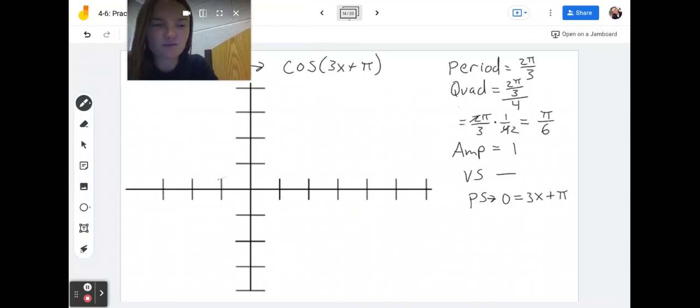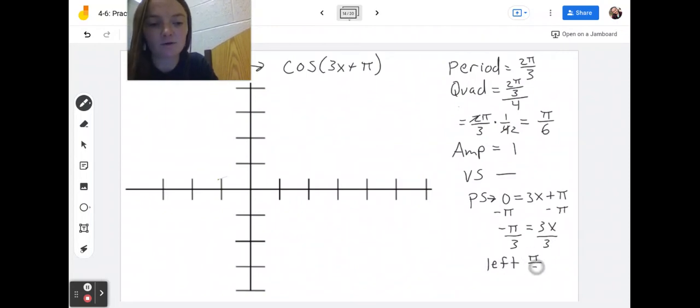There is no vertical shift, and I want to walk through how to find the phase shift. To find the phase shift, we need to get x by itself. So I'm going to start by subtracting pi on both sides. So negative pi is equal to 3x. Divide by 3 on both sides, and it looks like we need to go left pi over 3.